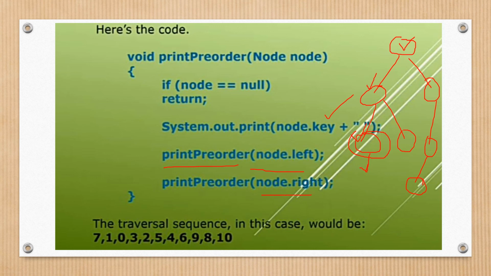Again, it will go for the right child, then it will print. After completing this, again come to this. After completing this left subtree completely, then it will go to the right subtree. If we are using pre-order, then the traversal sequence in the previous example will be like this: first 7, after that 1, then 0, 3, like this. Pre-order traversal will be done.